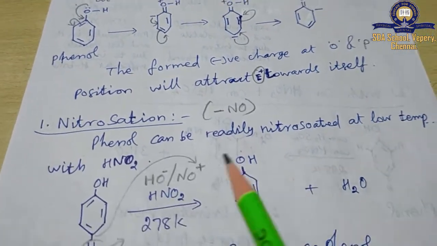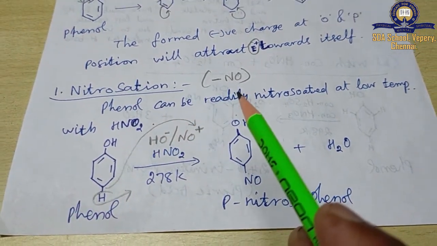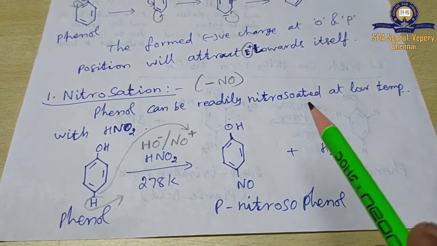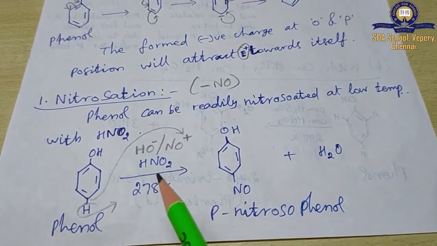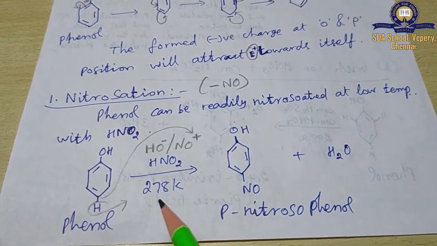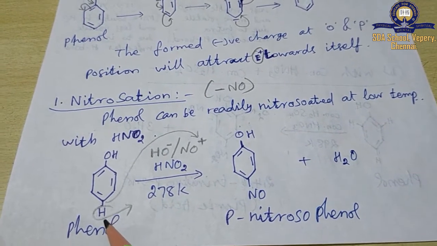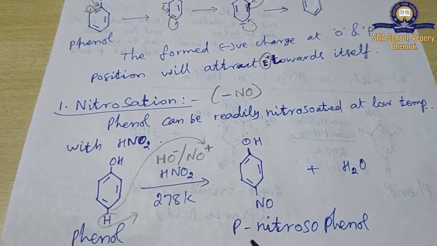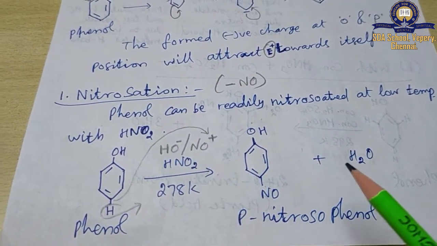Right. Based on that, the first reaction is nitrosation, that is addition of an NO group to the benzene ring. Phenol can be readily nitrosated at low temperature with nitrous acid. Nitrous acid ionizes as HO minus and NO plus at 278 degrees Kelvin. The hydrogen at the para position is replaced by the NO plus group of nitrous acid, giving para nitrosophenol. Then this H plus combines with OH minus to form water.